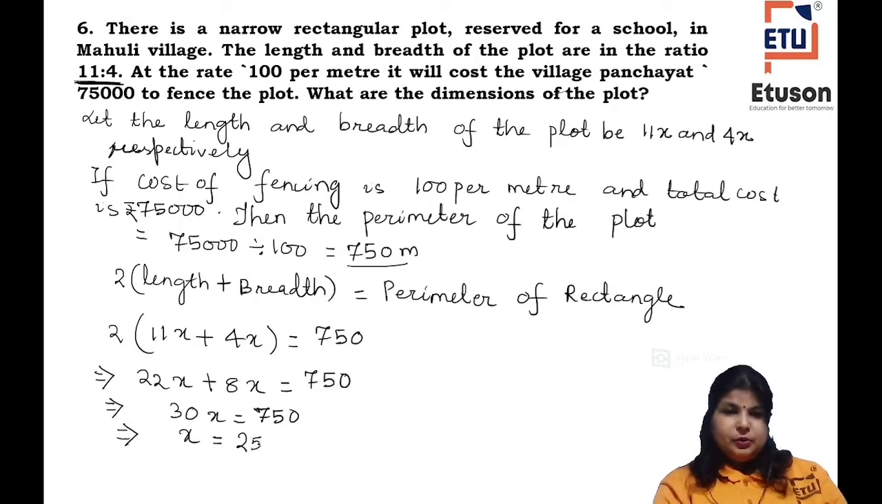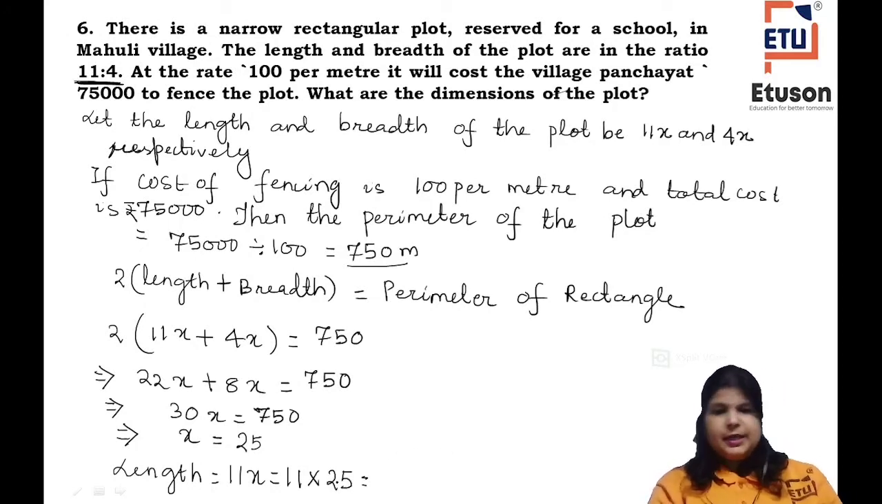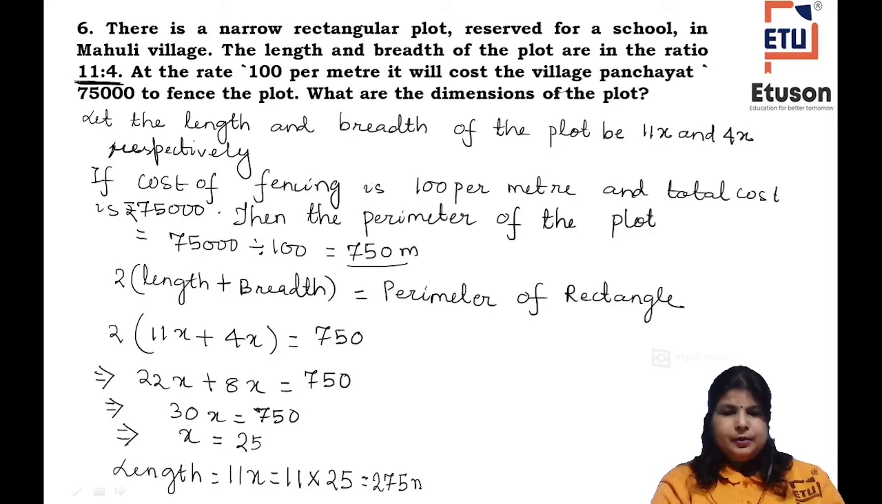So it is 25. So what about your length then? So your length is equal to how much? Length is 11x. So 11 into 25. So 11 into 25 is 275 meter.